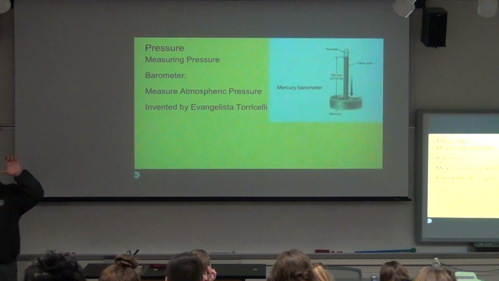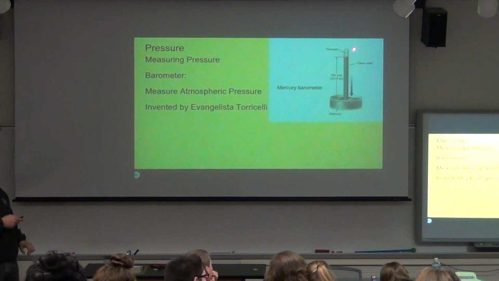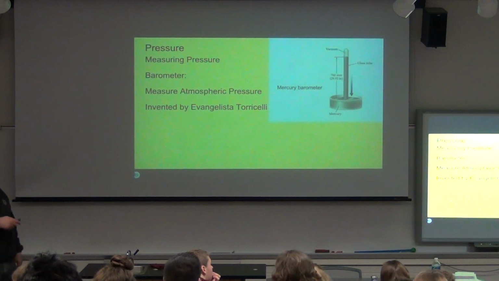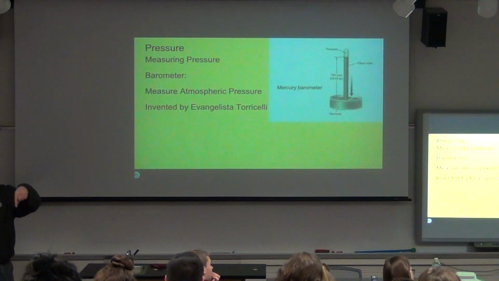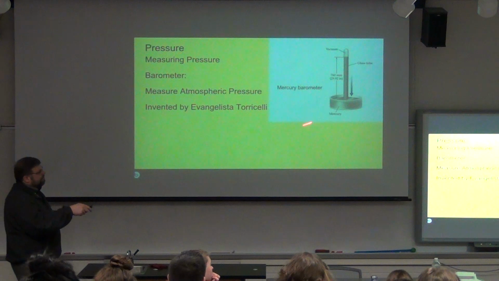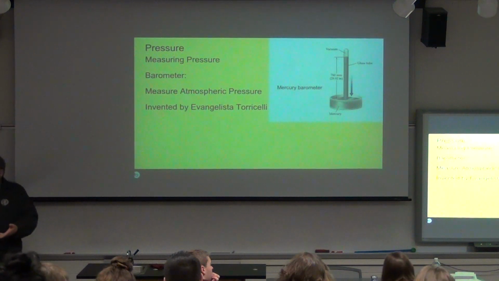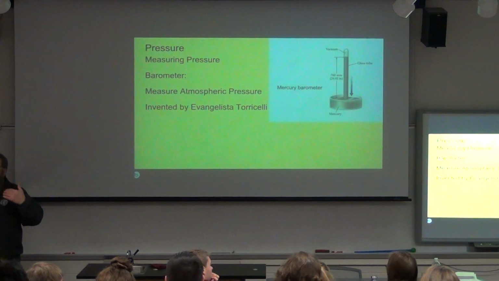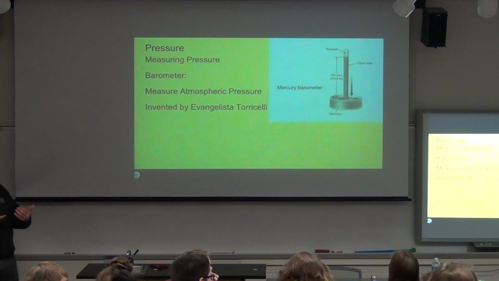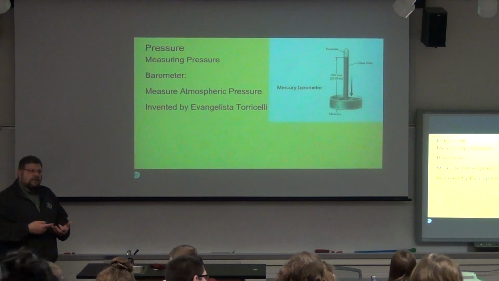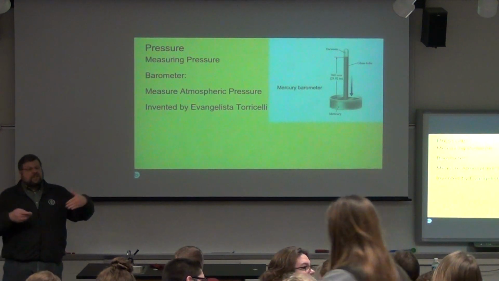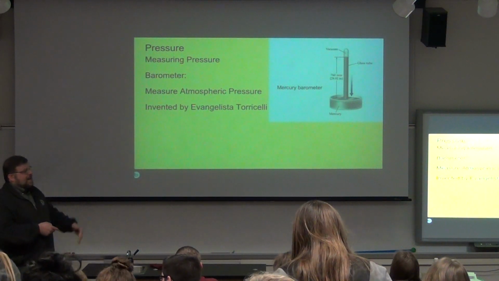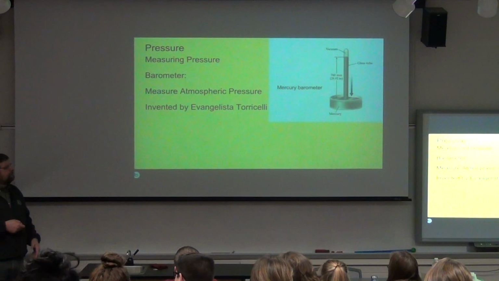So up in the top there's like a vacuum. There's nothing in there. And what's keeping the mercury up in the column is air pressure pushing down on that pool of mercury in that little bowl down at the bottom. And he was the first person to notice that when the weather gets bad, the atmospheric pressure goes down. Low pressure tends to cause storms to occur. And when there's high atmospheric pressure, he noticed that the mercury column would go up. High pressure we typically associate with really good weather.